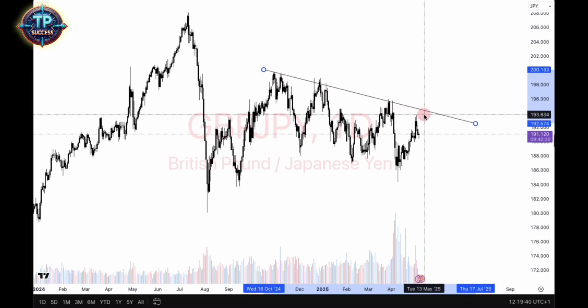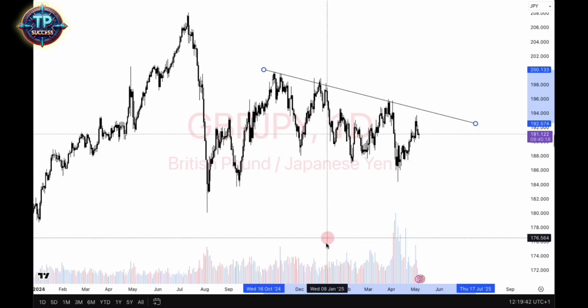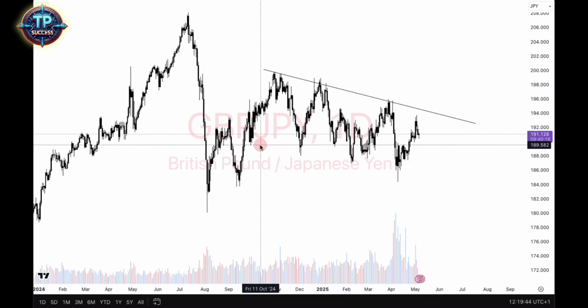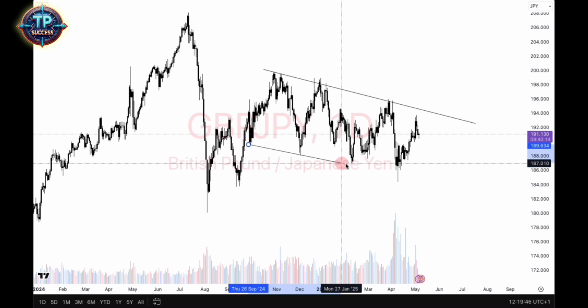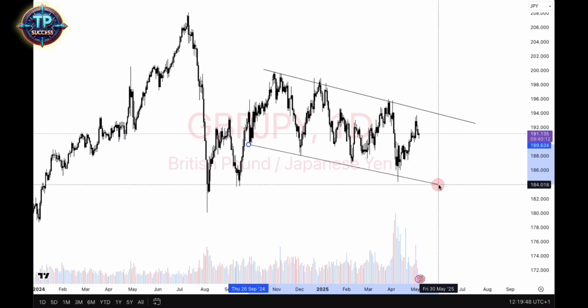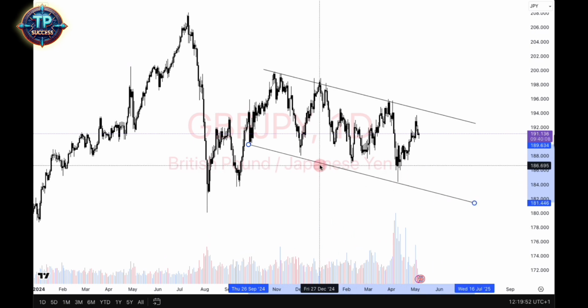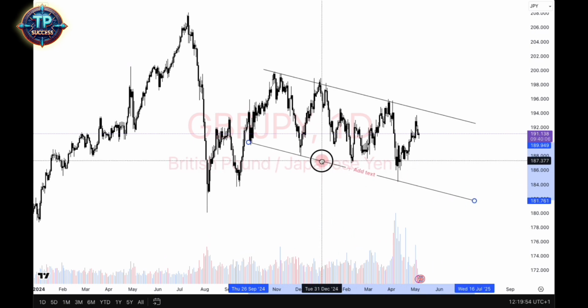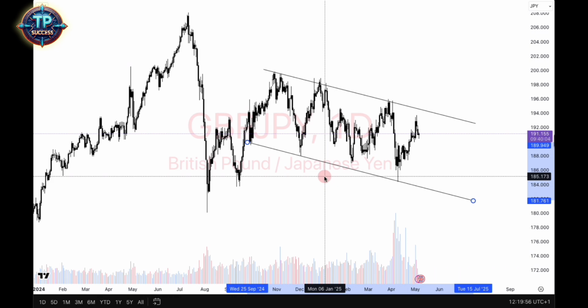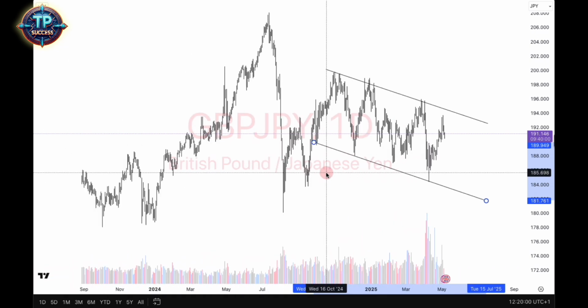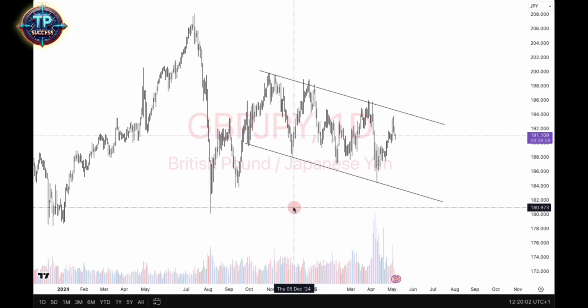So this is the trend as it stands on the top side, and let's look at the trend on the bottom side. This is what it's looking like. You could say we have somewhat of a descending channel when it comes to GBPJPY.